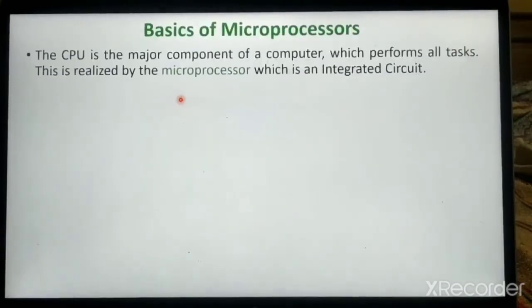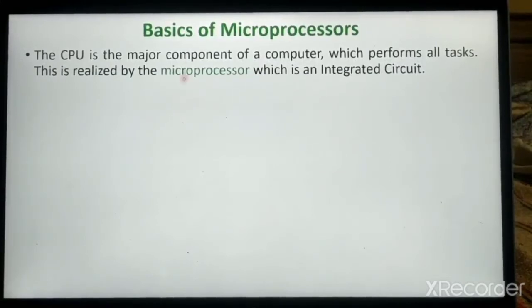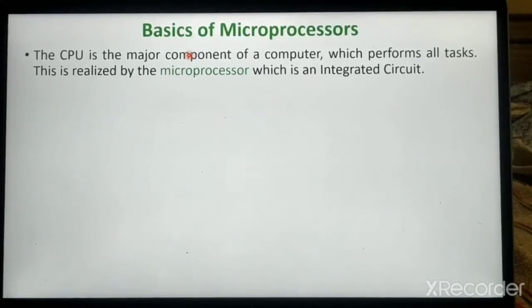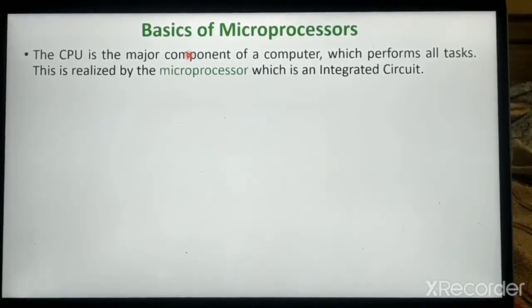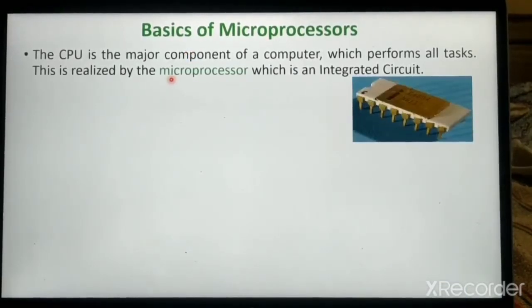Next, we can see the basics of the microprocessor. We know the CPU is the major component of the computer. It is also called the heart of the computer. It can perform all the tasks of the computer. This is realized by the microprocessor, which is an integrated circuit. This is an image of an integrated circuit.